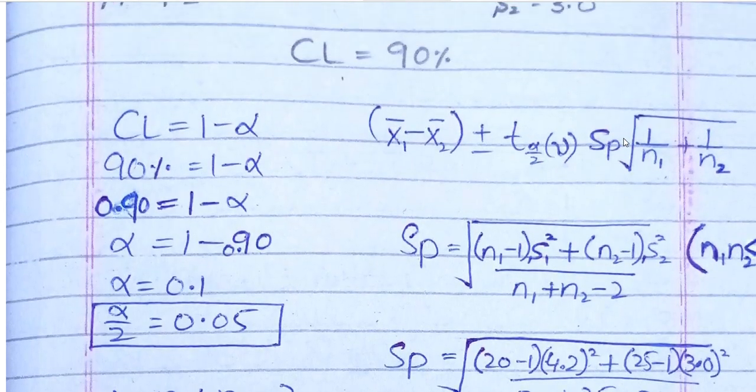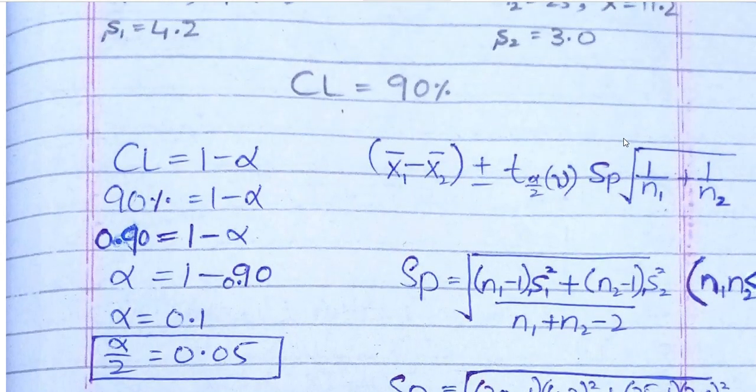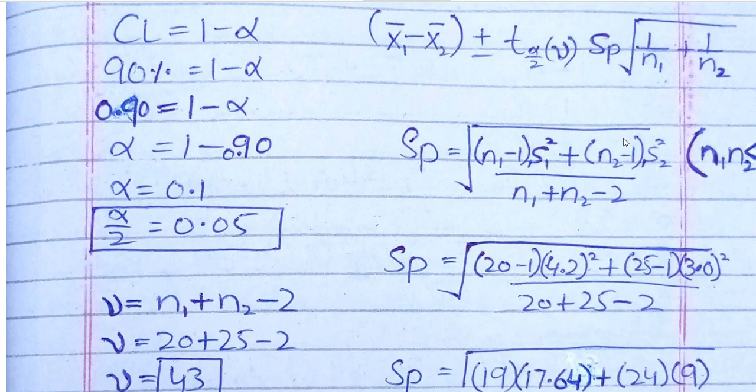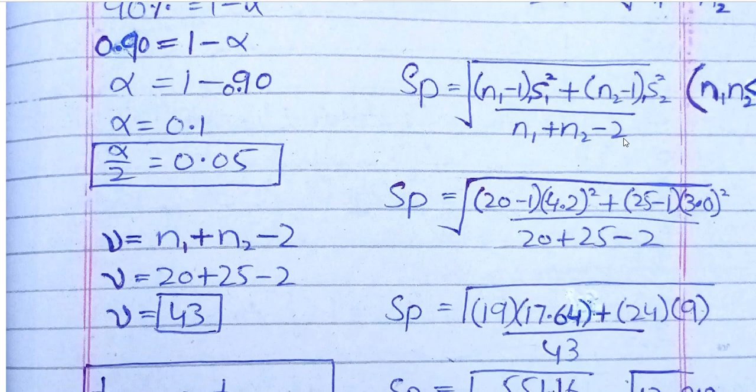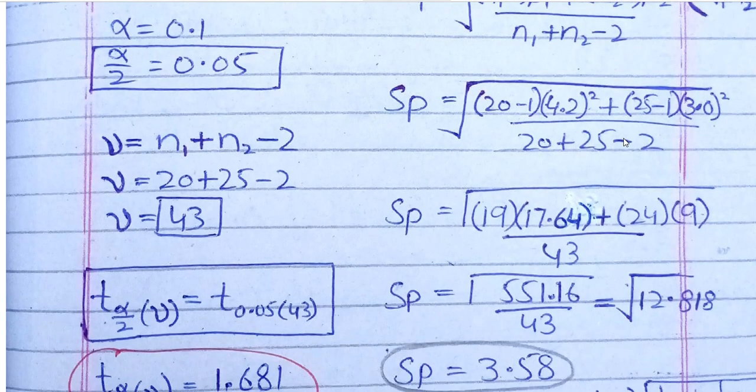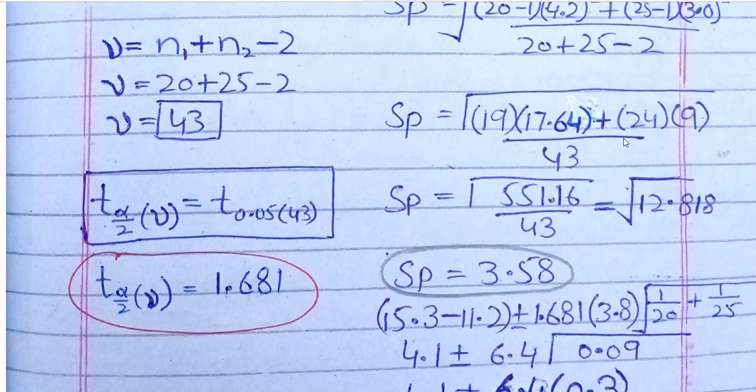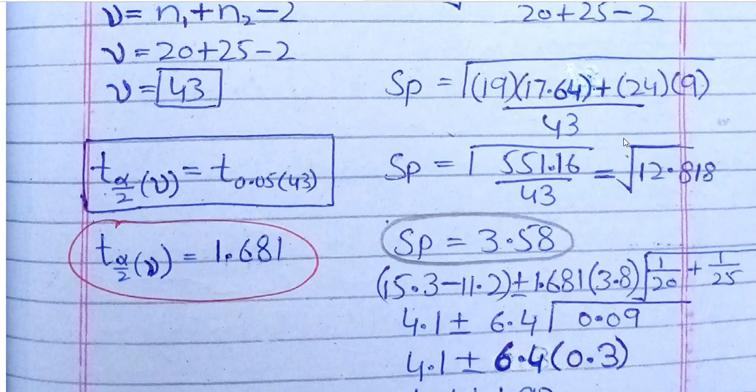Now another thing in this formula, here you can see SP. So first we have to find this one. So the SP formula is the square root of N1 minus 1 S1 square plus N2 minus 1 S2 square, divided by N1 plus N2 minus 2. Now after this we put in the values in this SP square, and we get the answer for SP is 3.58.